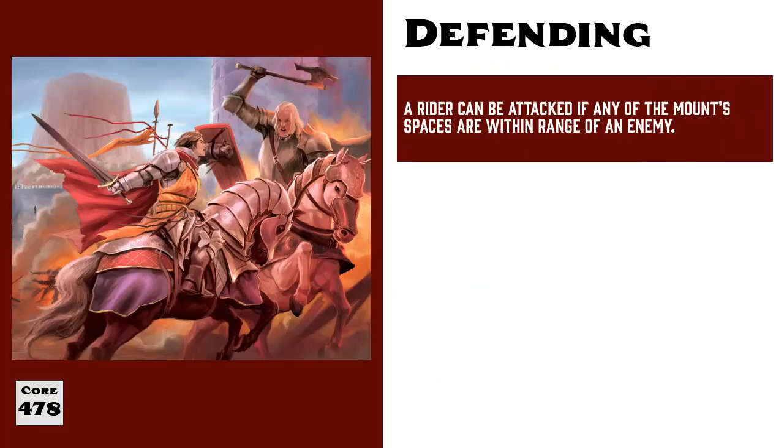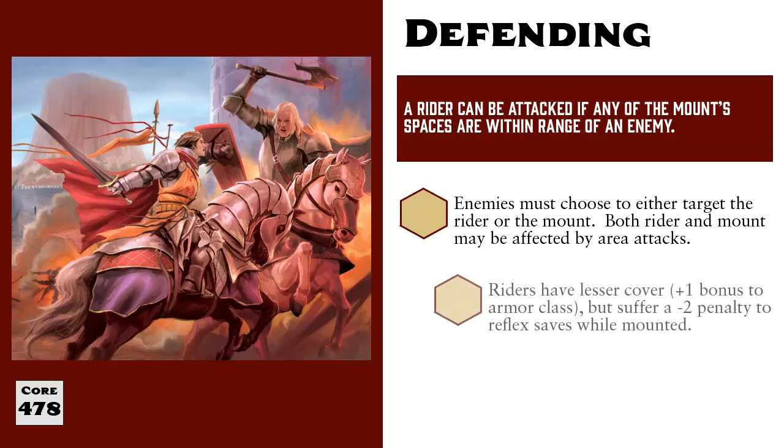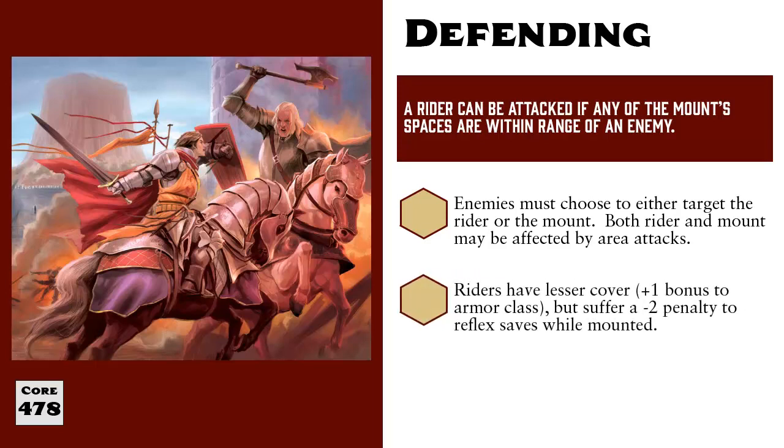As mentioned before, you and your mount occupy all the spaces that the mount occupies, meaning if any square the mount is within range of an enemy's attack, then so are you. Unless they're using an area attack, enemies must specify if they are targeting the mount or its rider. Riders gain the benefits of lesser cover from their mounts, which is a +1 bonus to their armor class, but they also suffer a -2 penalty to all of their reflex saves while they're mounted.